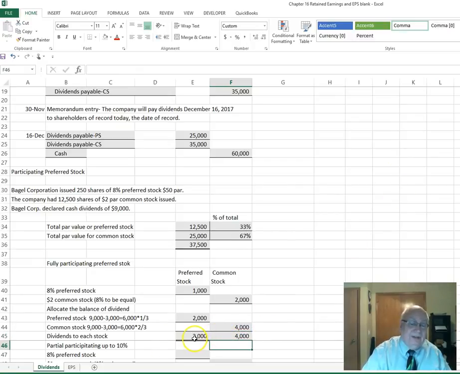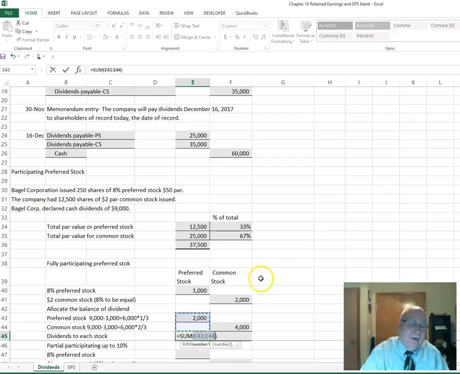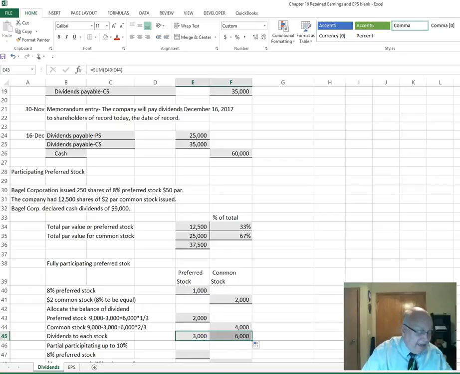Let's try this again. We've got to add everything up, don't we? Preferred stock is going to receive a total of $3,000, and common is going to get a total of $6,000. So that's how you do it if it's fully participating.